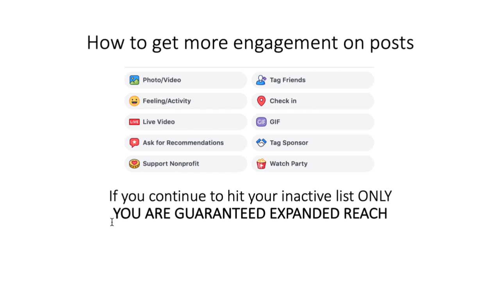So in order to unlock this, you have to get them to engage one time. Once you get them to engage one time, they'll see your next post. Once you get them to engage again, they'll see your next post. Then you can move on to a different inactive section and start working on that to make sure that they see your posts. By the end, you'll have increased engagement.